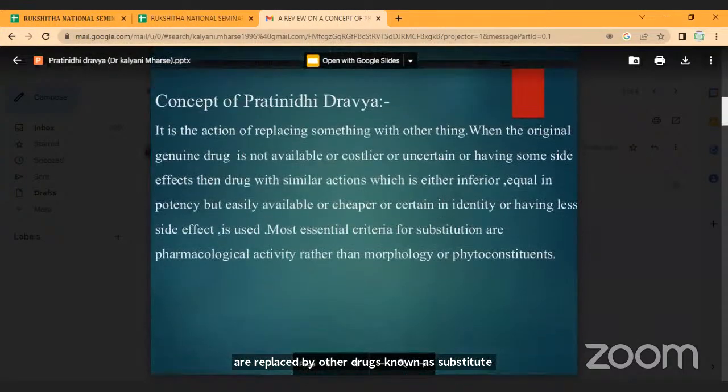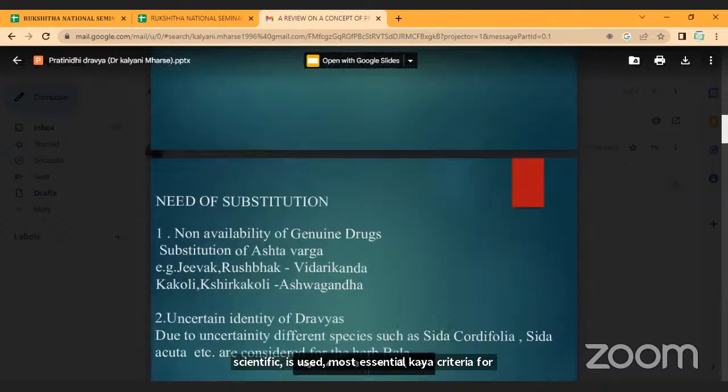It is the action of replacing something with other thing when the original genuine drug is not available or costlier or uncertain or having some side effects. A drug with similar action, which is either inferior or equal in potency but easily available or cheaper or certain in identity or having less side effect, is used. Most essential criteria for substitution are pharmacological activity rather than morphology or phytoconstituents.